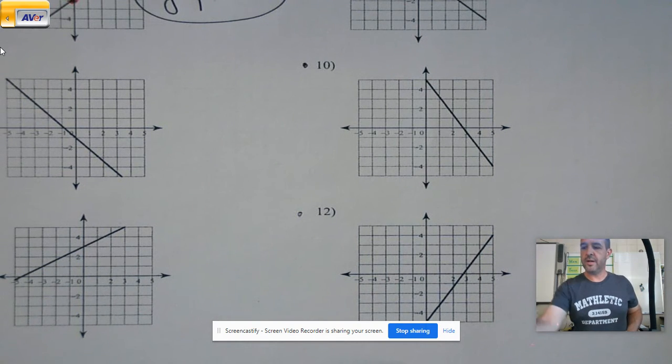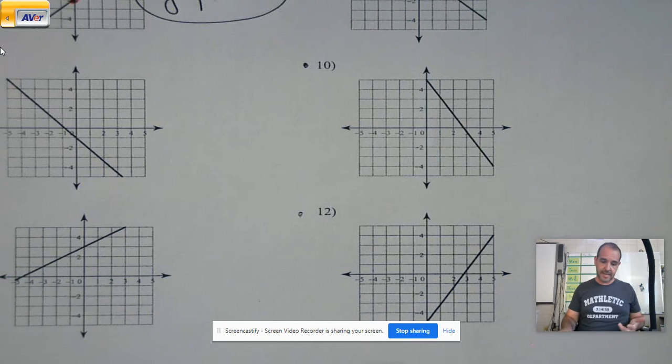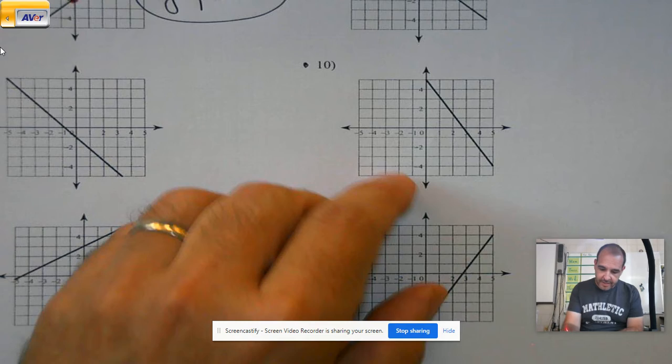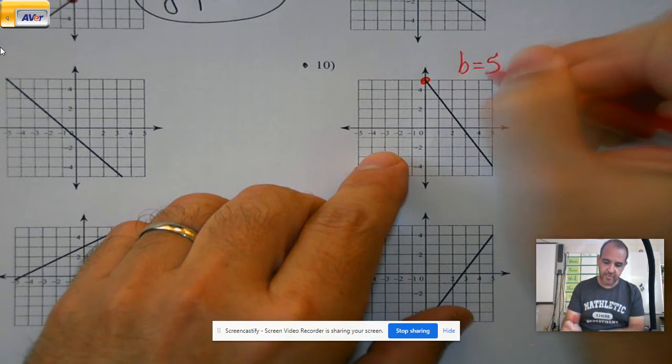So what we're going to do is the same idea. We're going to look. Okay, we're going to do number 10. And I'm like, okay, way up here for my b. So b equals 5.